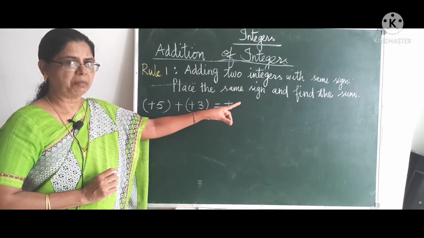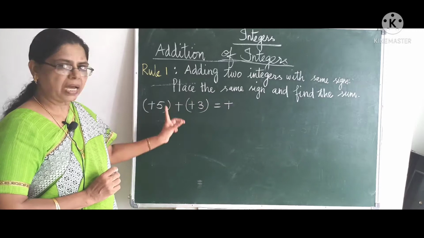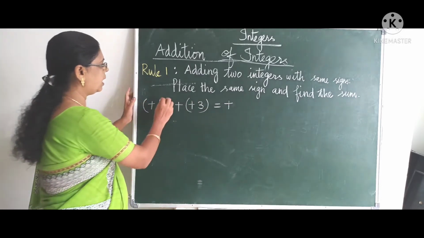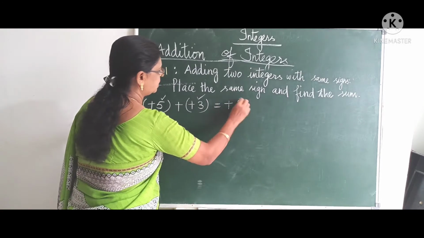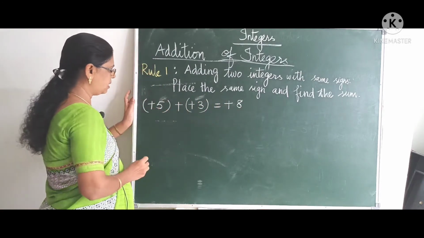For finding the sum of the integers, what will you do? You have to add the numbers. So add 5 and 3. 5 plus 3 is 8. So the answer is plus 8.